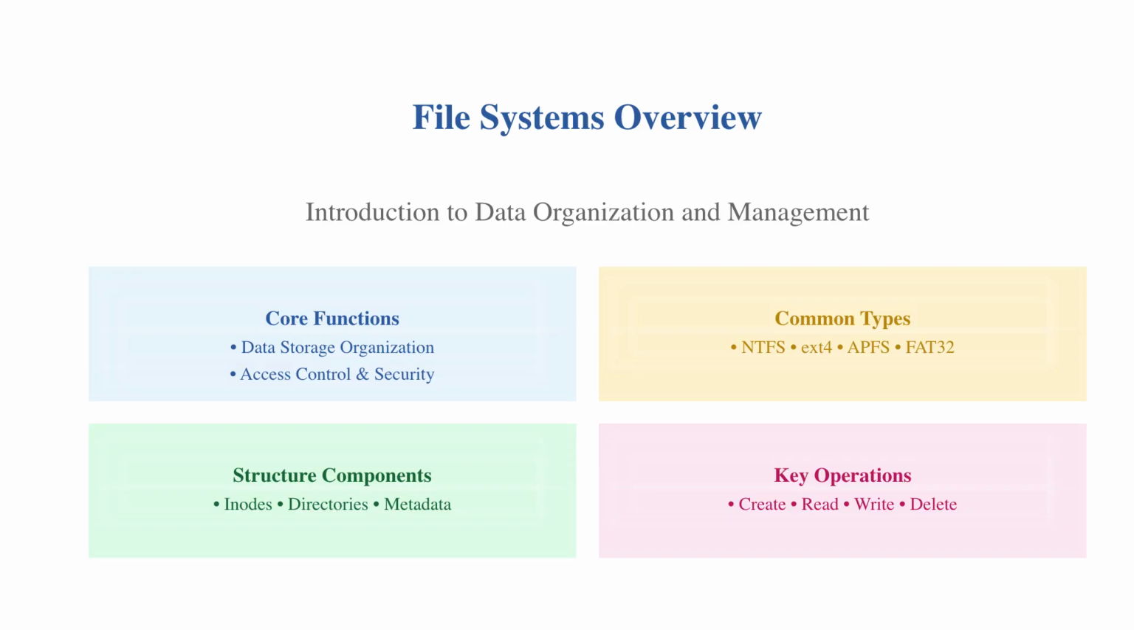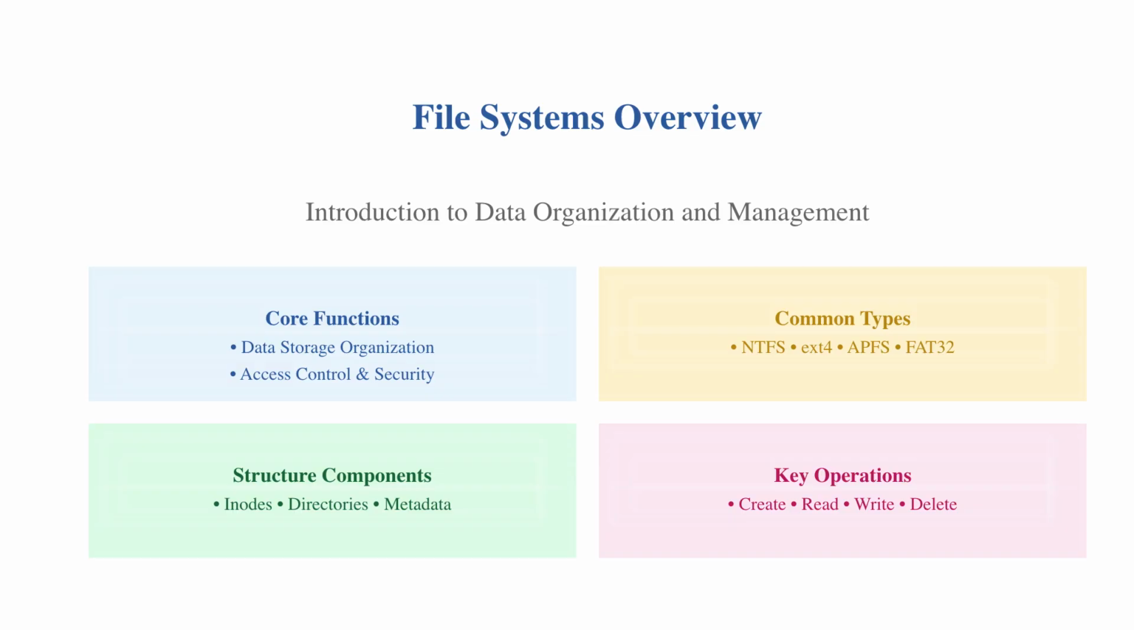NTFS is Microsoft's modern file system for Windows. XFS is commonly used in Linux systems. APFS is Apple's newer file system for macOS and iOS, and FAT32 remains widely used for compatibility across different systems, especially on USB drives. Understanding file system structure is crucial.